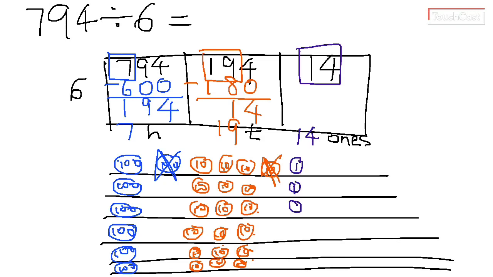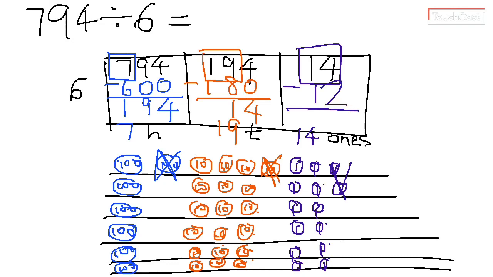1, 2, 3, 4, 5, 6, 7, 8, 9, 10, 11, 12, 13, 14. Obviously, each person has the same amount. We have 2 left over. We've used 1, 2, 3, 4, 5, 6, 7, 8, 9, 10, 11, 12 ones. Okay, 14 minus 12 is 2. So this little thing left over is technically our remainder.